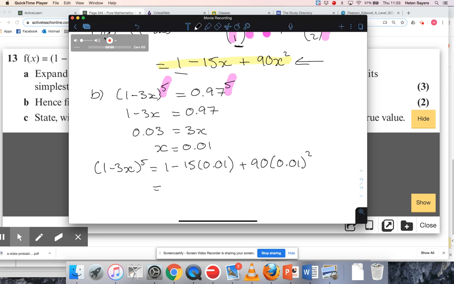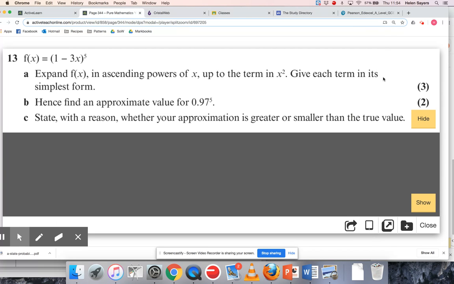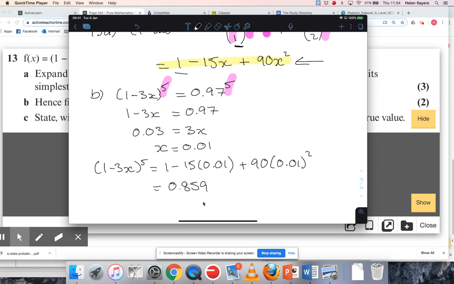So 1 minus 15 times 0.01 plus 90 times 0.01 squared, that is giving me 0.859. Yes, it didn't mention rounding. That is completely rounded.